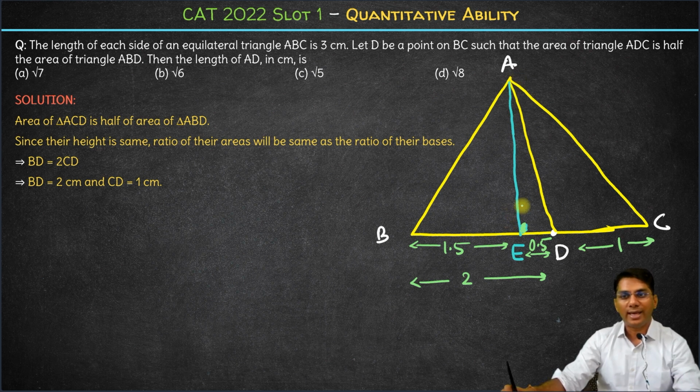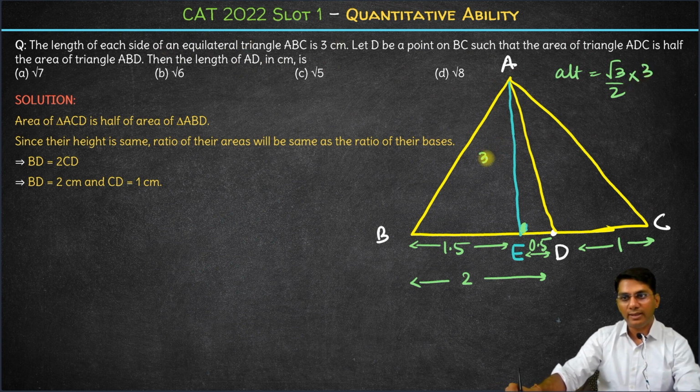And also what is AE? AE is the altitude of an equilateral triangle. Now we know the altitude of an equilateral triangle is root 3 by 2 times the side, and the side of this equilateral triangle is 3. So the length of AE is 3 root 3 by 2.